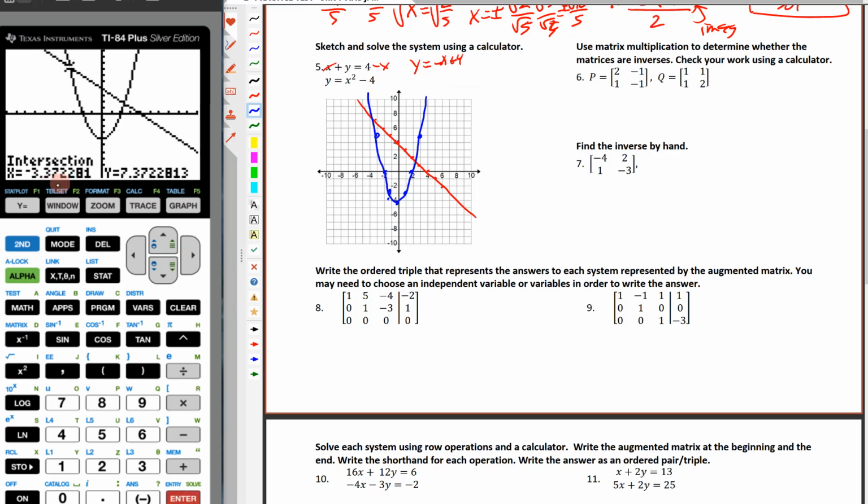And it says the intersection is -3.37 and 7.37. Okay, that looks okay. So one of them is going to be -3.37, comma, 7.37. And then the other one, again, we'll do second trace.